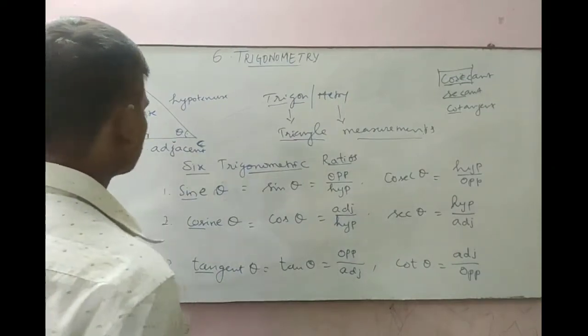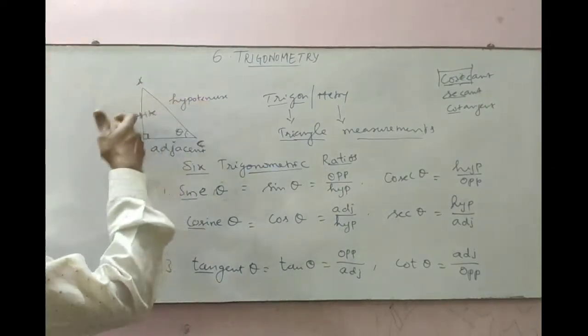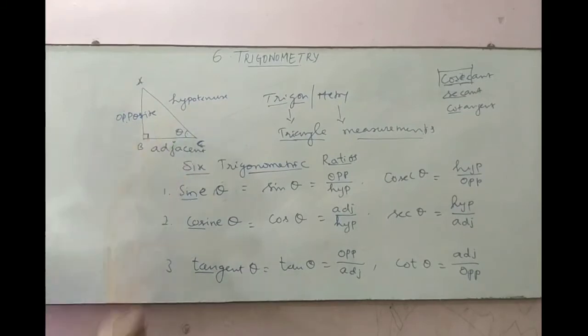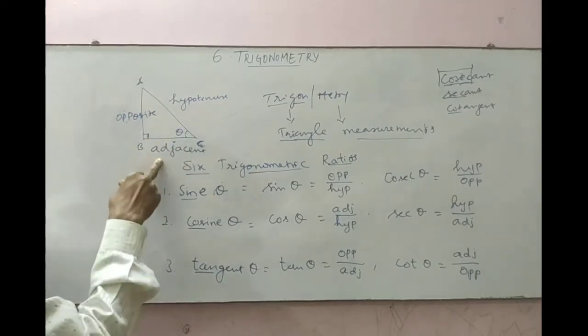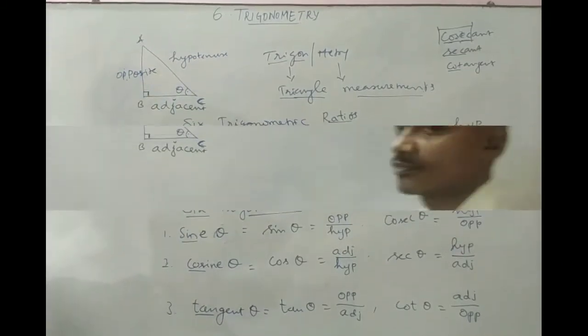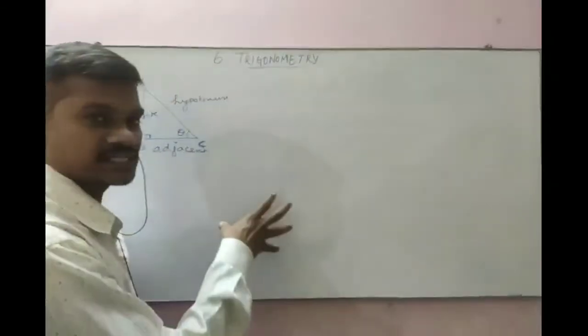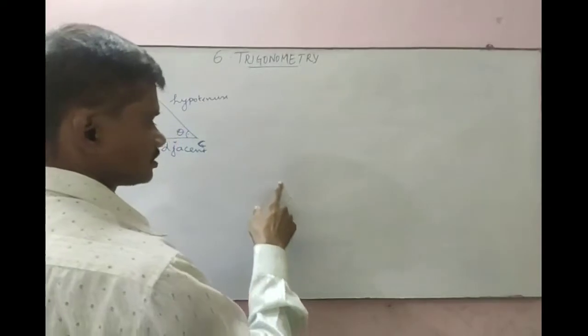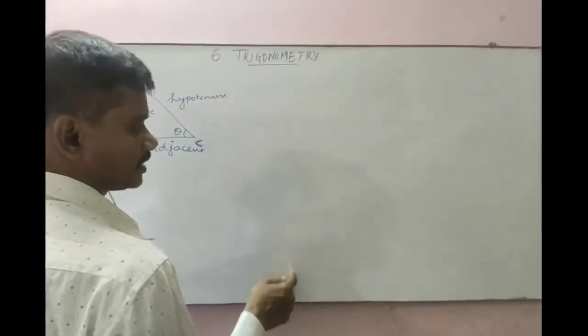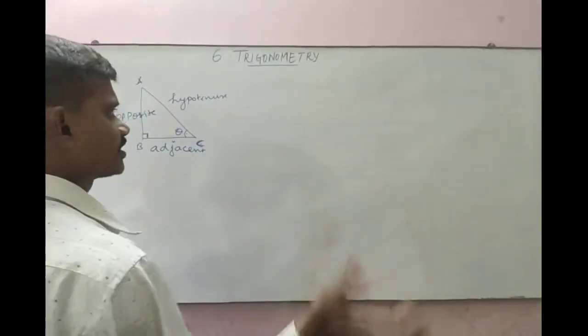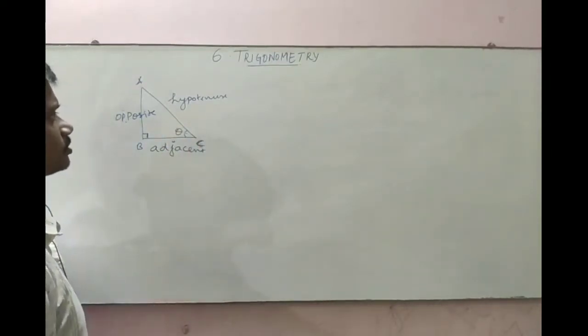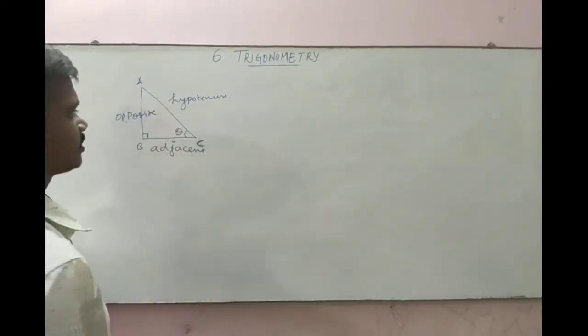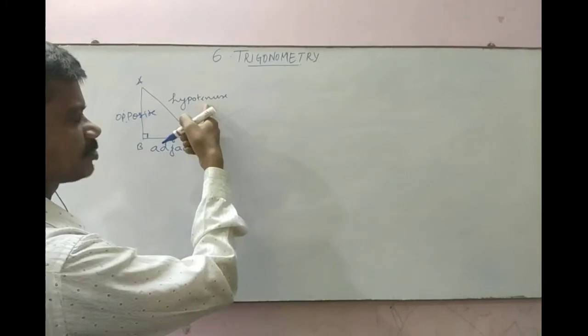Next we are going to see the relation between these three in a right angle triangle: opposite side, adjacent side and the hypotenuse side. Students, you have to copy the 6 trigonometric ratios that I have written: sin, cosine, tan, cosec, secant. Write down all the formulas. Next we are going to see the relation between the opposite side, adjacent side and the hypotenuse side.